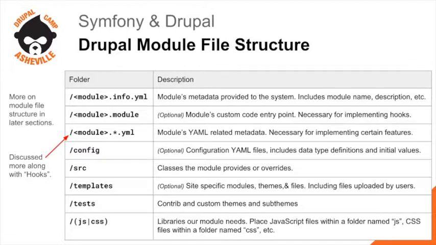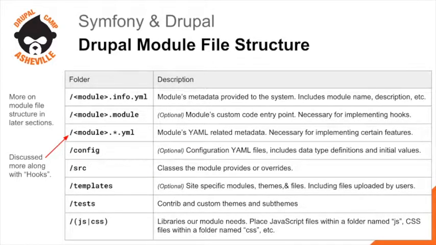links.menu, links.action.yaml, services.yaml, so all that's here. All your YAML files will be at the top of your custom module folder. Source is where you're going to put your classes. Templates is where you're going to put custom templates.